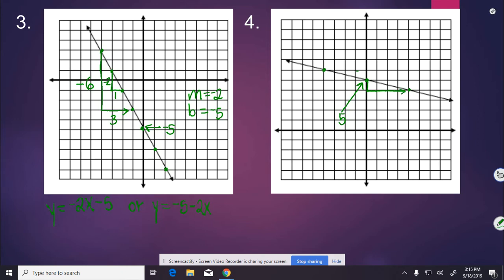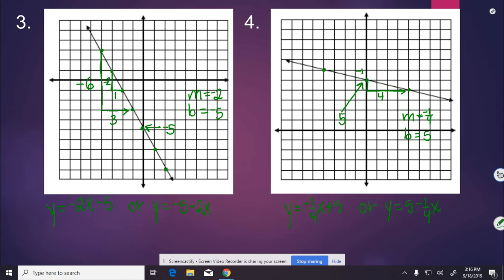4 is the same as negative 1 over 4. So my slope is negative 1/4 and my y-intercept is positive 5. So my function rule is y equals negative 1/4 x plus 5, or y equals 5 minus 1/4 x. Either answer is acceptable.